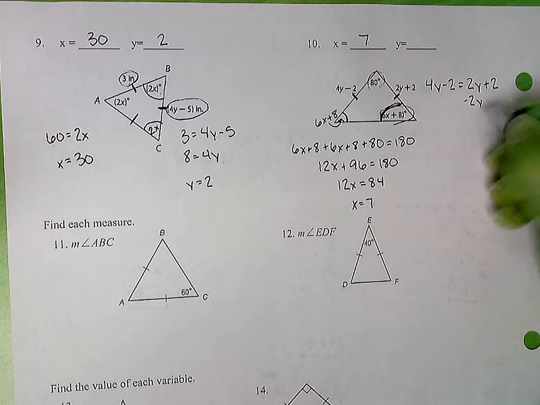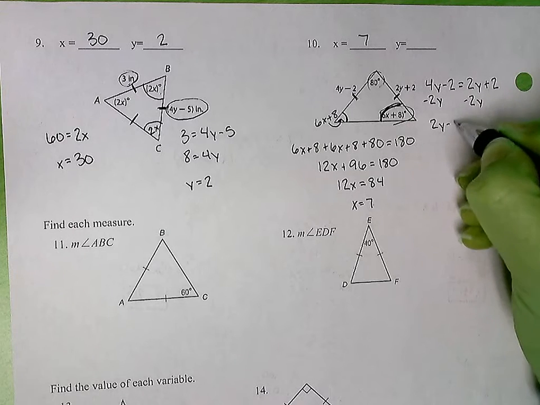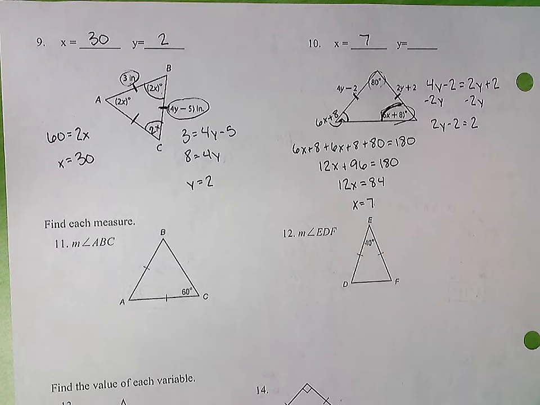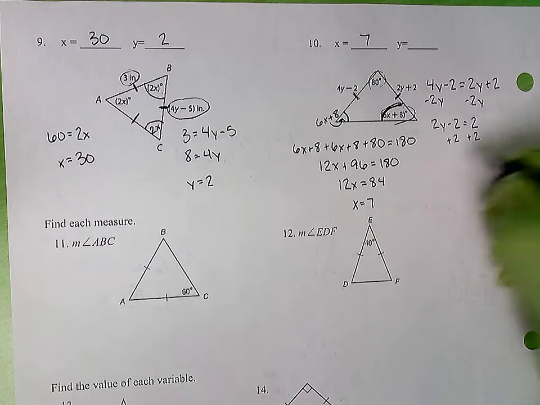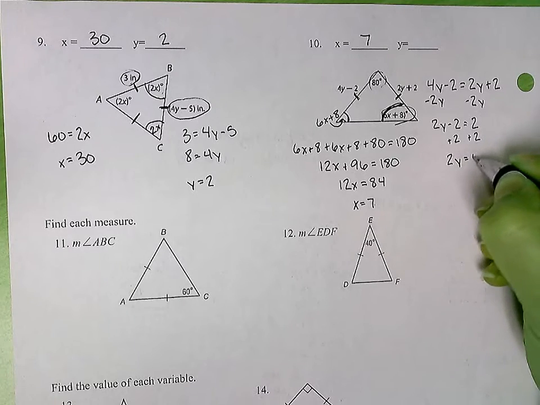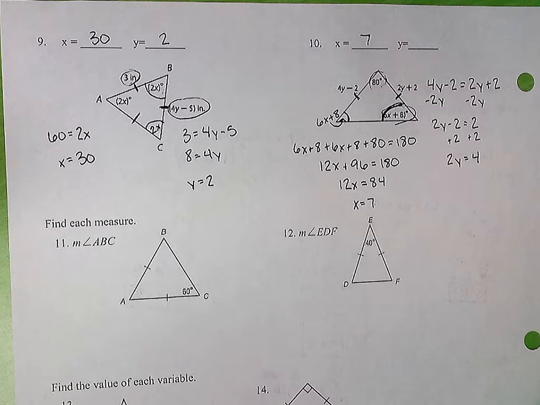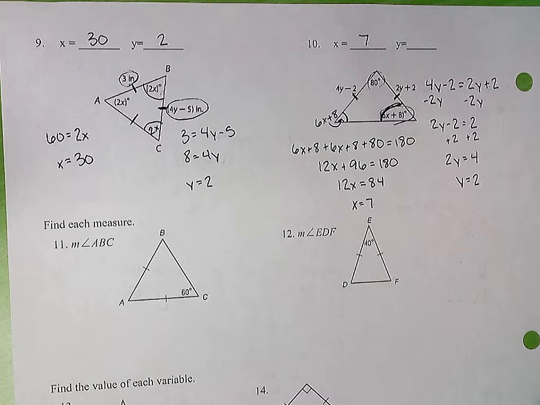I'm going to subtract 2y from both sides of my equation. So I have 2y minus 2 equals 2. Add 2 to both sides. So we have 2y equals 4. Then divide by 2. And y will be 2.